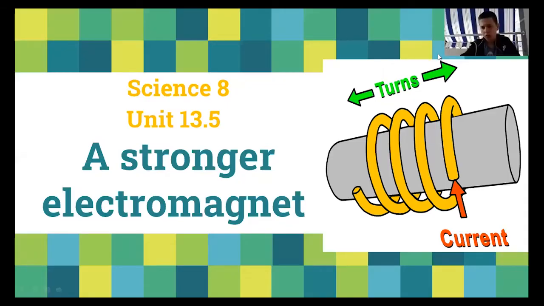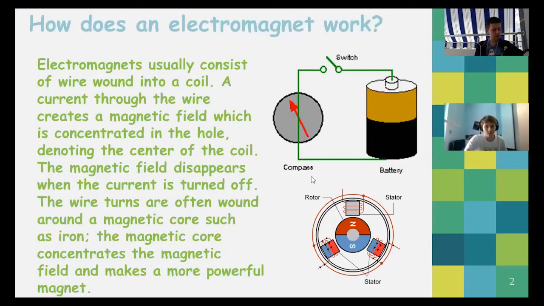Now, last time we discussed making an electromagnet, how you can produce an artificial magnet by using electricity. The new topic, found in your science book, is unit 13.5. And as I said, it's related to the strength of an electromagnet. So today we will see which are the properties or factors that affect an electromagnet.